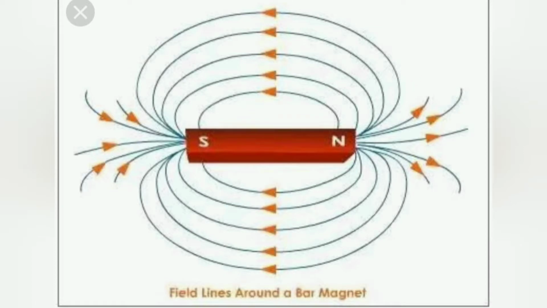We might see that from north to south. So it's originating from north. We usually draw a line, isn't it?